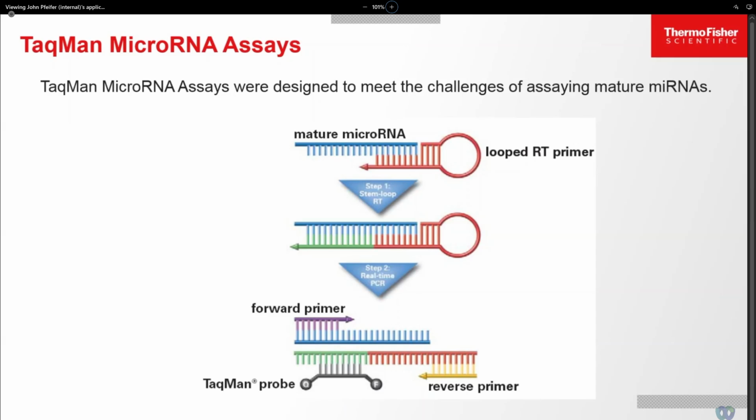Following reverse transcription, the cDNA is transferred to the real-time PCR reaction. The hairpin loop unfolds. This increases the size of the target sequence. This allows us to have a forward primer, a reverse primer, and a TaqMan MGB probe.